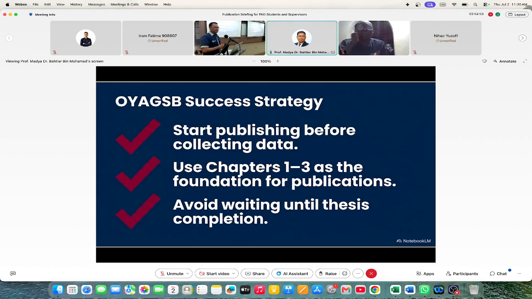Avoid waiting until thesis completion. When you complete everything, data collection and all, then you need to wait for another 1 year. Everything is done, but you wait 1 year just for your publication. You waste your time. You still need to pay the university the fees. Of course, we are happy because we get money. Free money. You are waiting, but you pay. So that always happens.